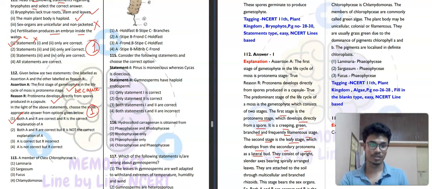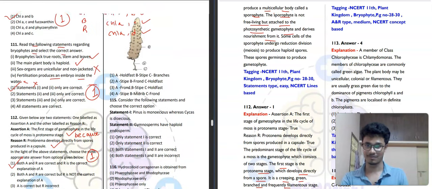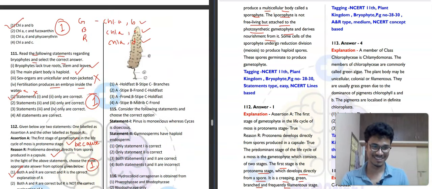Now moving towards the next question, 130. It is saying that a member of class Chlorophyceae is Laminaria, Sargassum, Fucus or Chlamydomonas. What does a member of class Chlorophyceae mean? Chlorophyceae means basically green algae. Green algae have Chlamydomonas. The fourth option will be our correct answer. Laminaria is Phaeophyceae, Sargassum is also Phaeophyceae, and Fucus is also Phaeophyceae. Phaeophyceae means brown algae. Good. If you can recall all of this, then this chapter is very easy for you, I think.